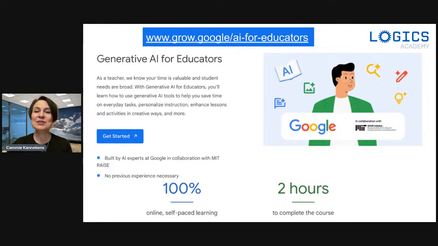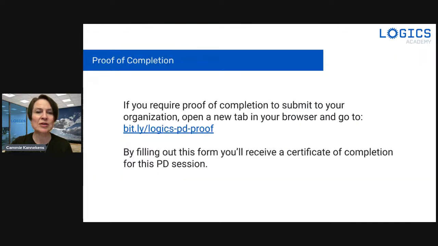So this was free Gemini that we used today. Here is a great resource if you want to learn more. Grow with Google has AI for educators. This has only been out for 2 or 3 weeks. It is about a 2-hour course, and it really helps you learn how to prompt in more detail than we did today. It's 100% self-paced. It takes about 2 hours. It's a really great course.